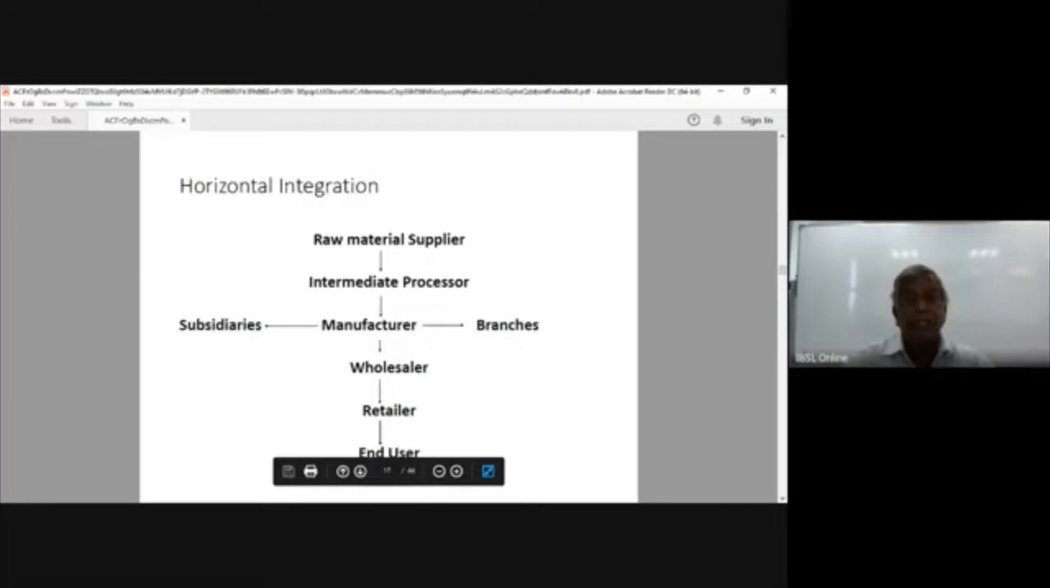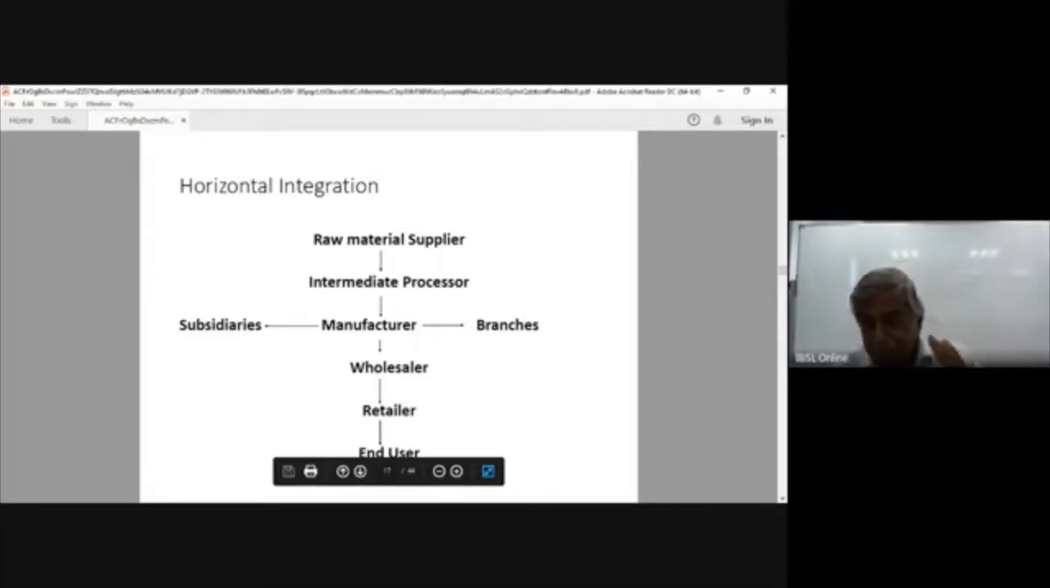Similarly, we move on to the other integration. What is that one? Horizontal integration. What is horizontal integration? Again, the supply chain: raw material supplier, intermediate processor, then manufacturer, wholesaler, retailer, end user. The manufacturer is now operating in Moratuwa, a furniture manufacturer. He wants to expand his business to Kandy. He is establishing another manufacturing place in Kandy. He is expanding another manufacturing place or branch in Anuradhapura. Same level, expanding the activity in the supply chain at the same level to other areas. This is called horizontal integration.